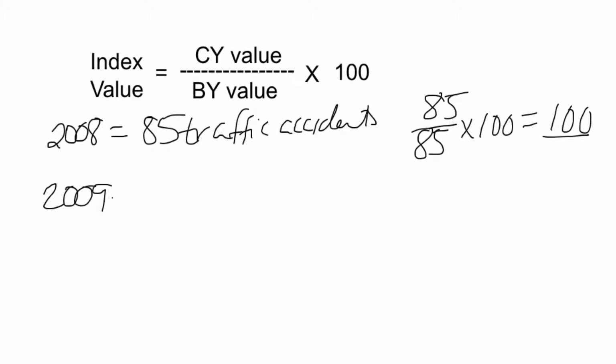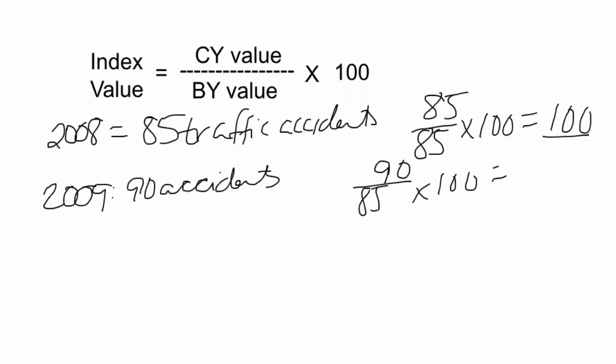Let's say in 2009 that there were 90 accidents. What does that mean for the base year? So the current year is 90. The base year is 85, times 100. And if you get your calculator out and do that calculation, I show 105.9%. Okay. Let's talk for just a second about what we can do with that. We can compare 105.9 to 100. We can see that it's 5.9 bigger. It's 5.9% bigger. So this is telling us that there's almost a 6% increase in traffic accidents over that 1 year.